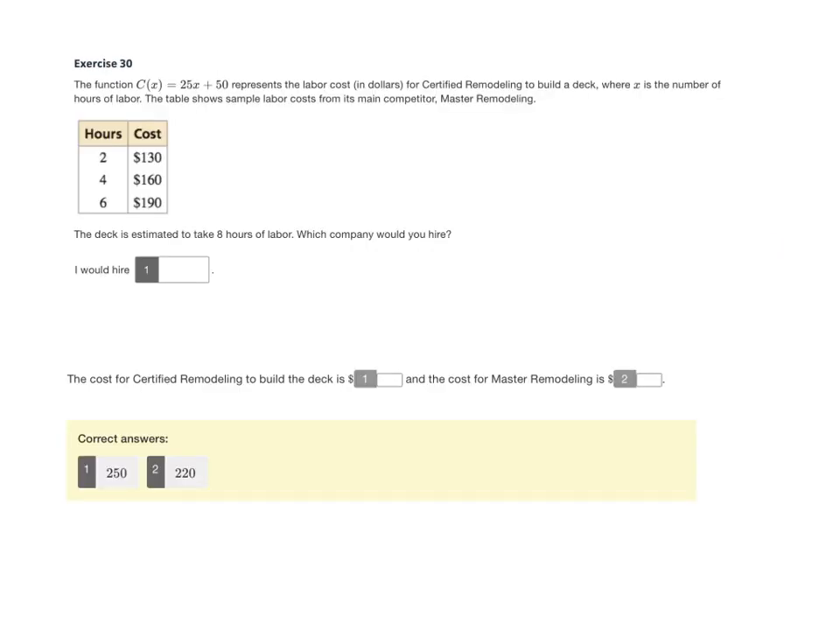Number 30, the function c of x is equal to 25x plus 50 represents the labor costs in dollars for certified remodeling. So this is representing certified remodeling to build a deck. X is the number of hours of labor. The table shows the same labor cost from its competitor, Master Remodeling. So the table, so this is Master. The deck is estimated to take 8 hours of labor. Which company would you like to hire?